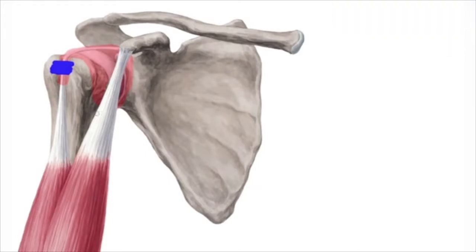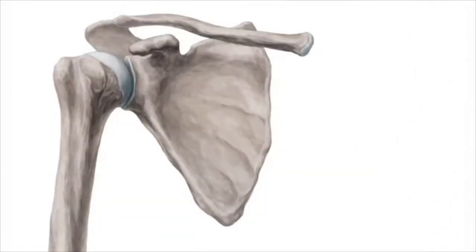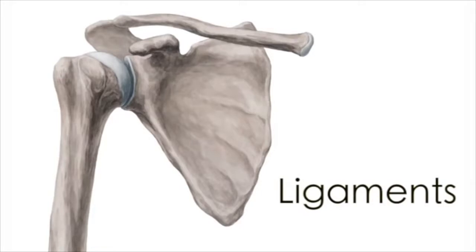Now, just a quick note on the fibrous layer. All you need to know is that it forms a connective tissue layer across the intertubercular sulcus and converts it into an osteofibrous canal. So it's time to talk about the ligaments that strengthen and stabilize the shoulder joint.